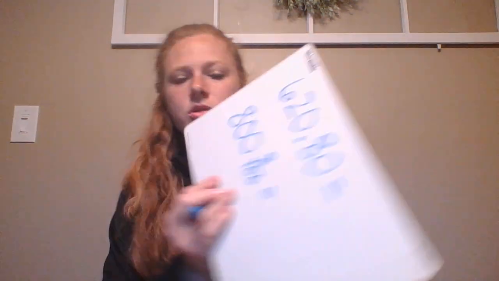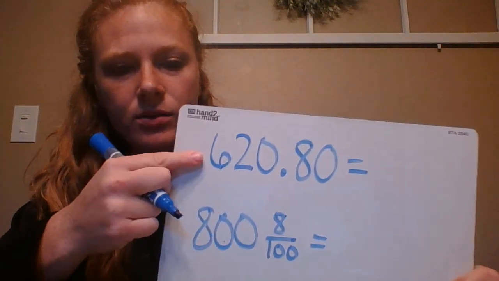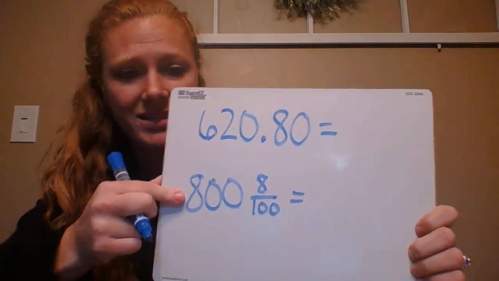Alright, your two extra problems that you could earn extra dojos on. 620.81, so 620 and 81 hundredths, and 800 and 8 hundredths. So go ahead and write this one as a fraction and write this one as a decimal.